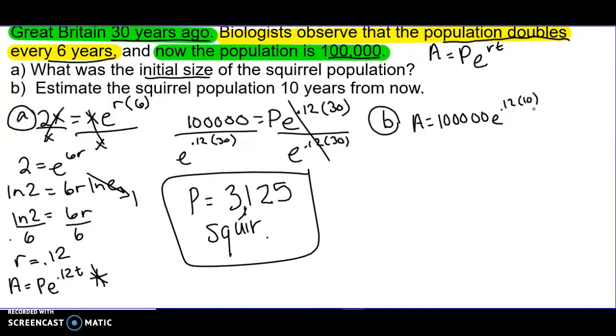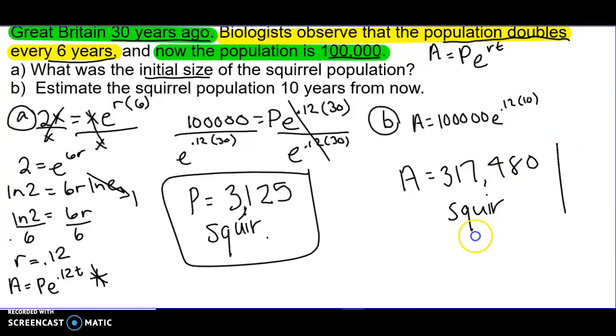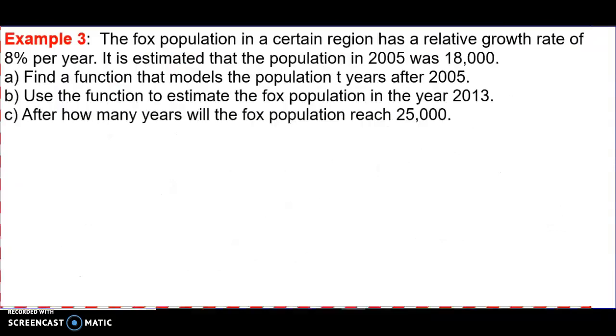So when you plug this into your calculator, you get about 317,480 squirrels. And yes, you could have set this up in a different manner. I believe this is probably the easiest way to set up part B. If you have another way that you set it up, just let me know and make sure that you get the same answer that I've gotten.